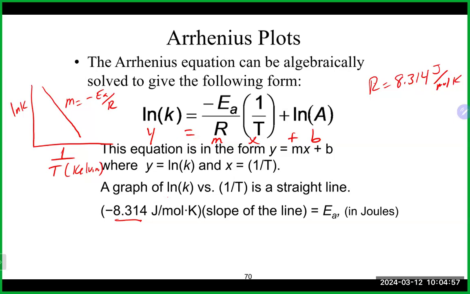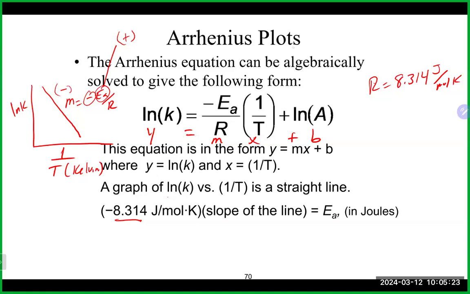So graphically, you can make a graph like this and take the slope. As we talked about last time, since the line is negatively sloping, along with this negative, it will turn our activation energy into a positive number, which is what it should be. You should typically get a positive value for your activation energy.